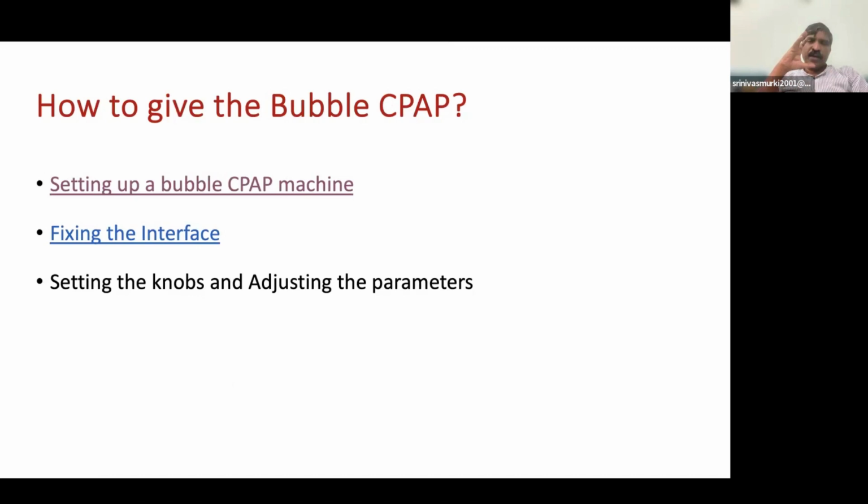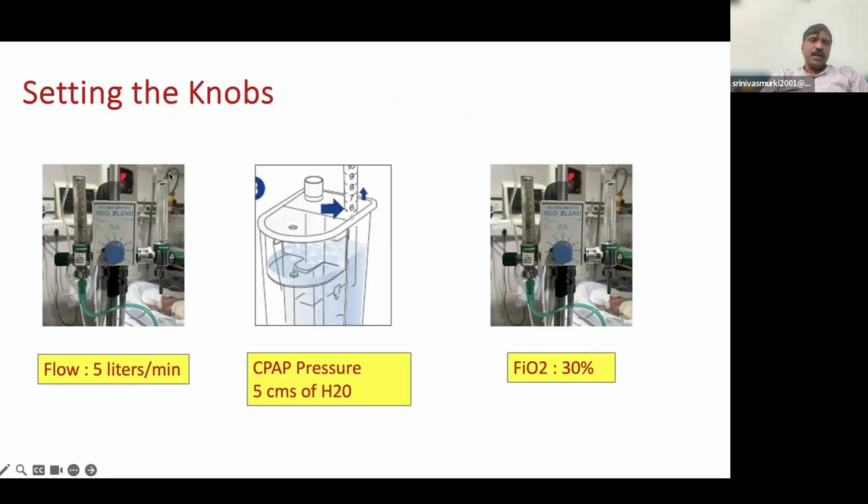Once the temperature on the humidifier becomes 37, then you connect the machine to the baby. Now, once you connect the machine to the baby, you need to know what knobs you have to set and how to adjust the parameters. Basically, in CPAP, whatever be the mode of CPAP, there are only three knobs. The one is the flow knob, which is the flow meter. The second is the FiO2 and third is the pressure knob.